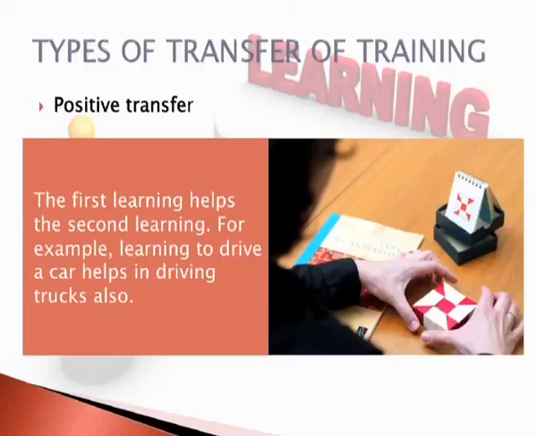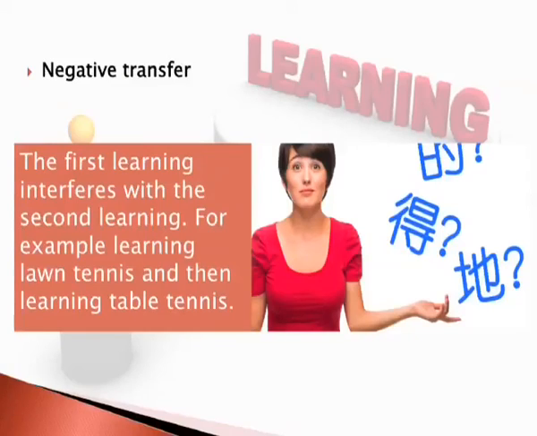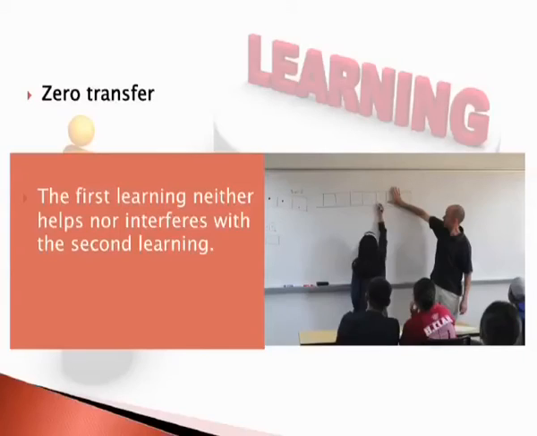Positive transfer. The first learning helps the second learning. For example, learning to drive a car helps in driving trucks also. Negative transfer. The first learning interferes with the second learning. For example, learning lawn tennis and then learning table tennis. Zero transfer. The first learning neither helps nor interferes with the second learning.